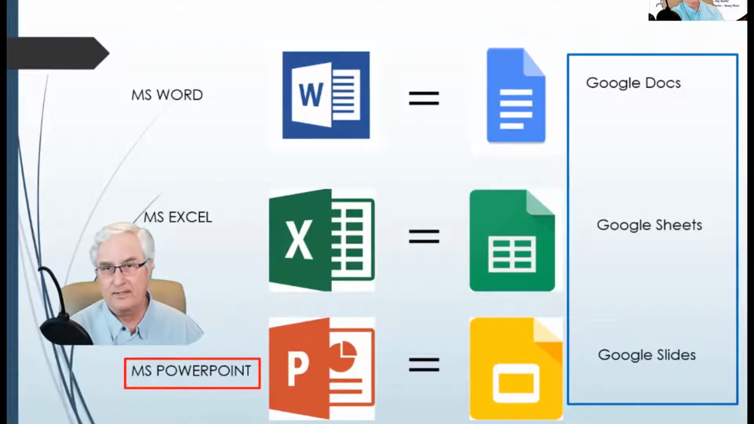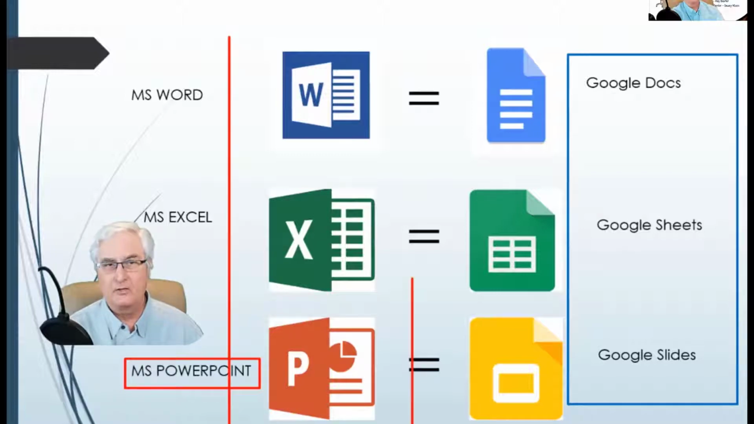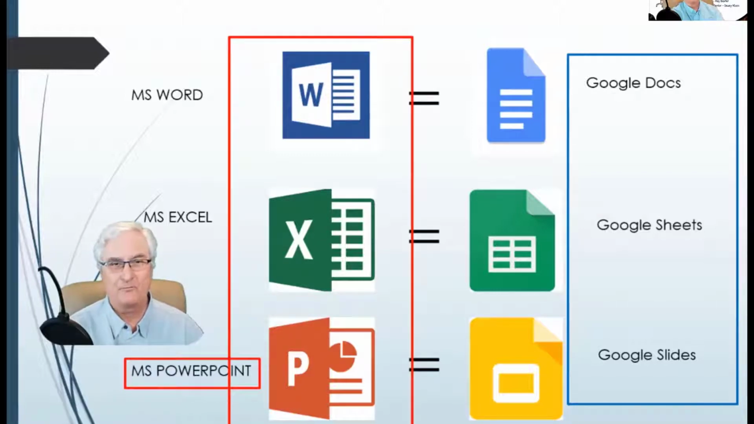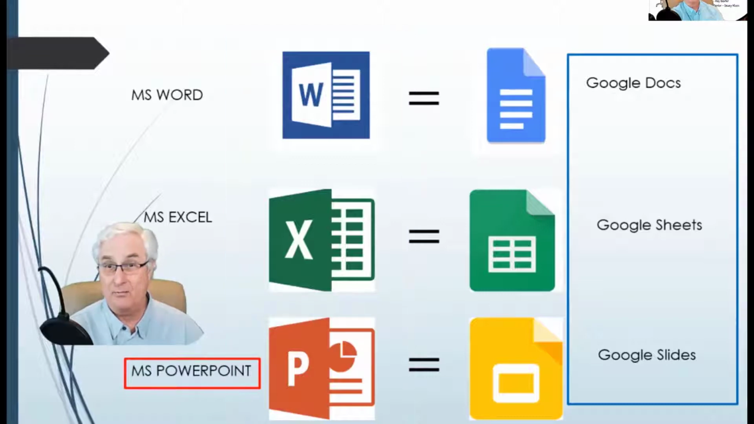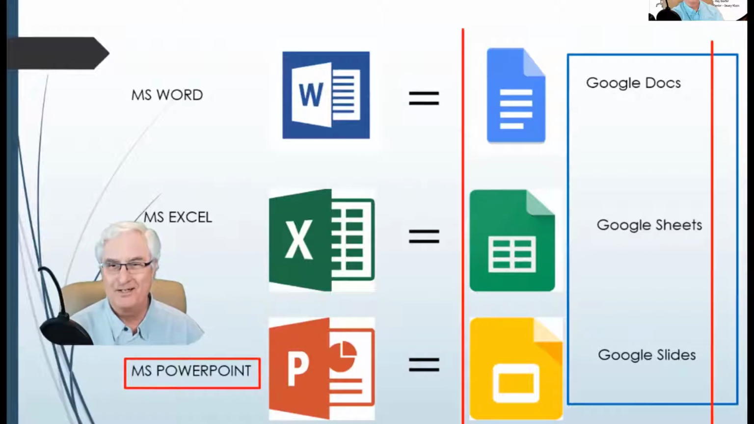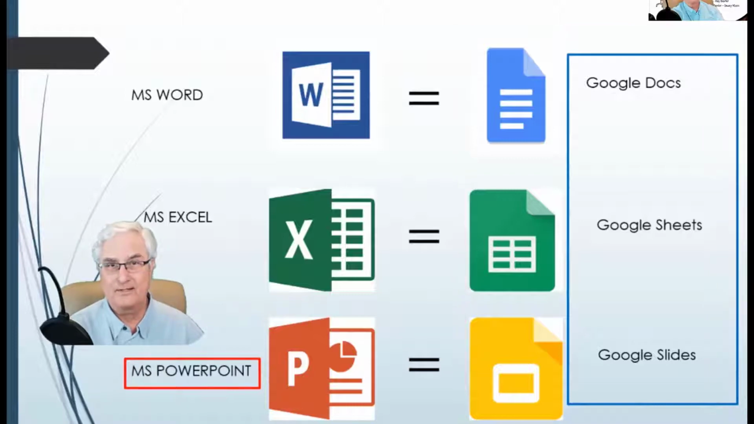Of course, Outlook is your email management software in Microsoft. This again can be used on your Chromebook, and we'll talk about that in a few minutes. So on the left-hand side, we have Microsoft Word, Excel, and PowerPoint, which comprise the Microsoft suite. And on the right side, we have Google Docs, Google Sheets, and Google Slides, which are, of course, the Google suite of products. And we often loosely term this as Google Drive.